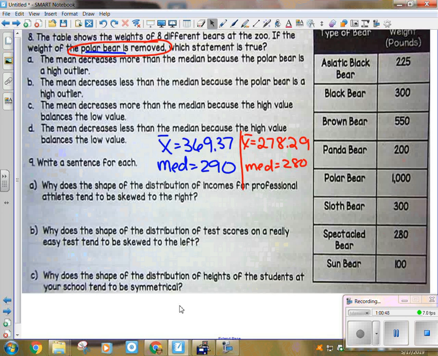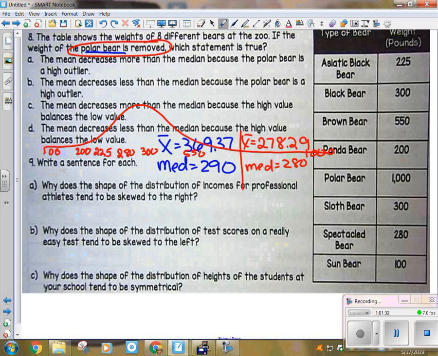Well, if you had these lined up, the poor little old 100-pound sun bear, and then a 200-pound panda bear, and then a 225-pound Asiatic black bear, a 300-pound black, 280, then 300, then 550. Wow. So by the time I get to 1,000, he's way over here. So the data does have a big outlier. So 1,000, that makes a lot of sense. So let's look at the next one.